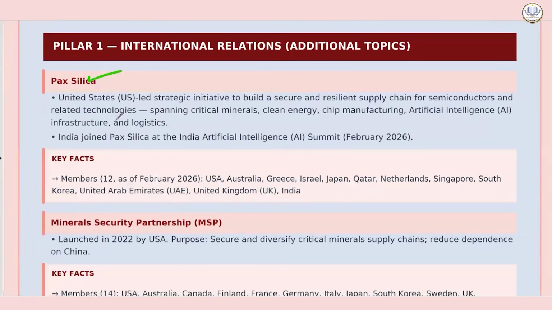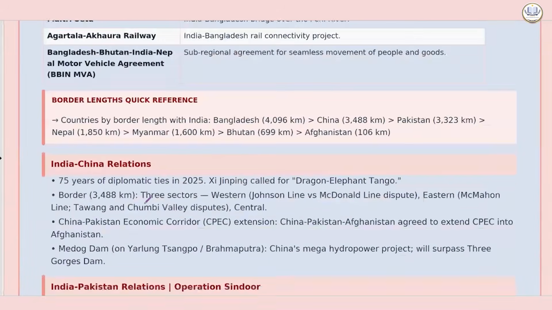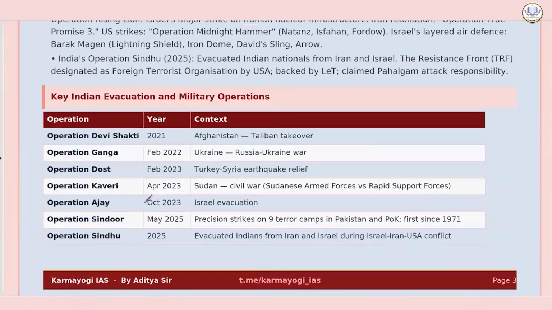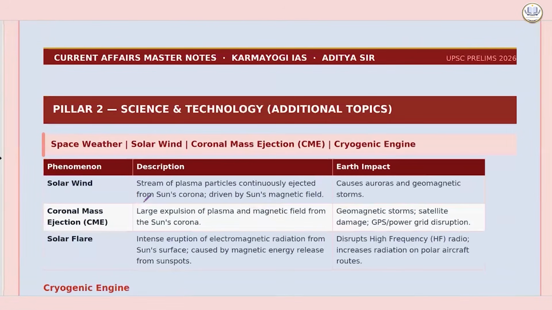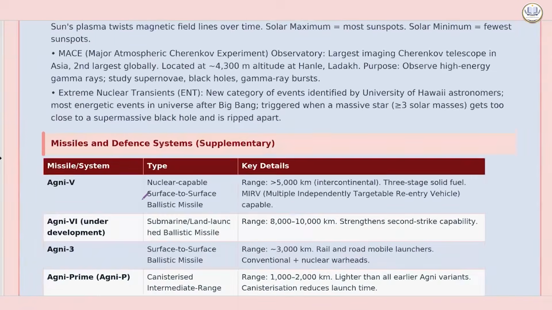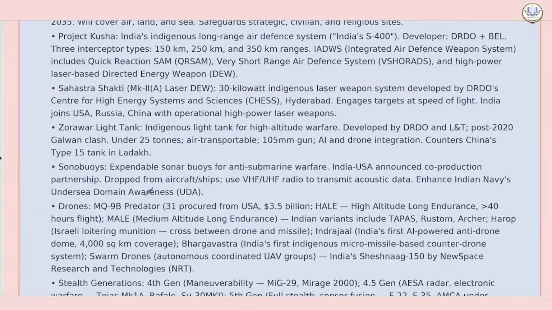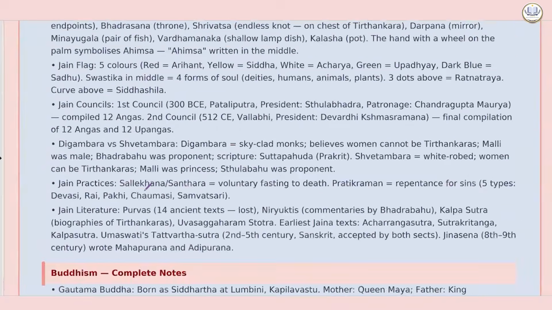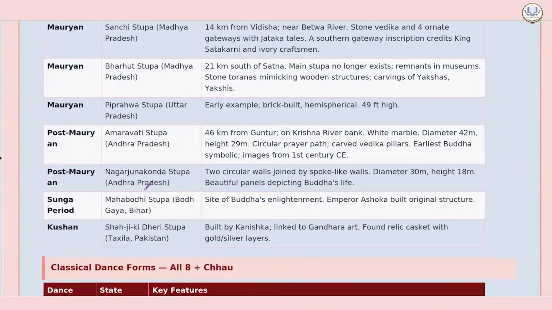We have already read PEC Silica and Mineral Security Partnership, Five Eyes Alliance, Indian connectivity projects. These have been already discussed. We have also already discussed science and technology, all these topics as well. These have been already covered, and we have also covered art and culture, important topics also.